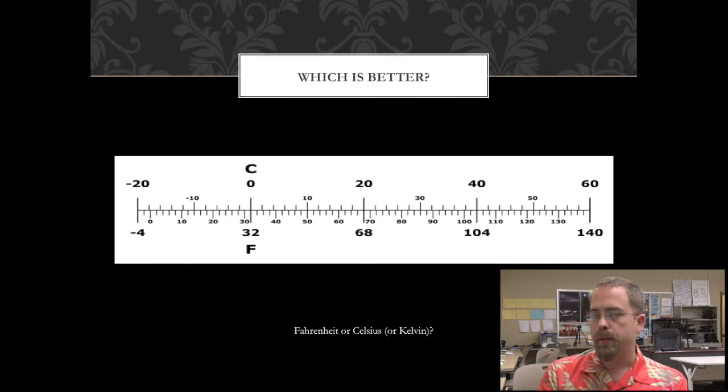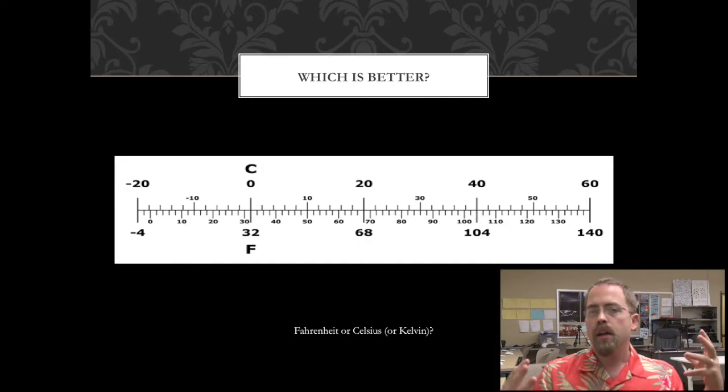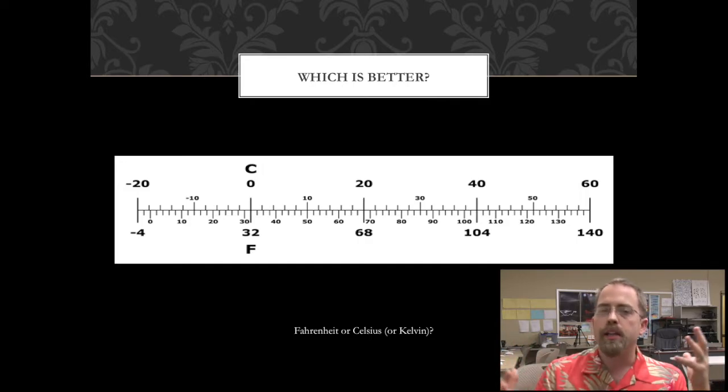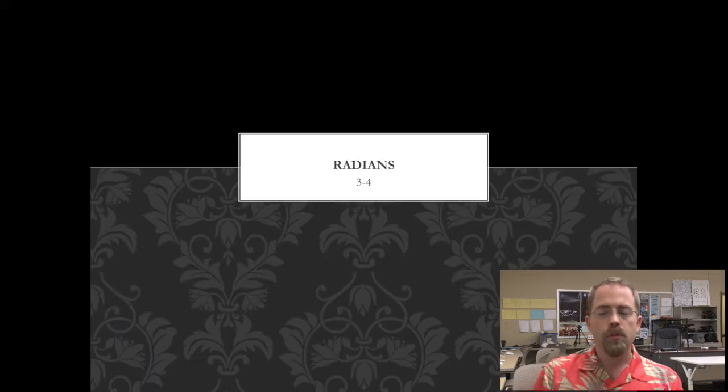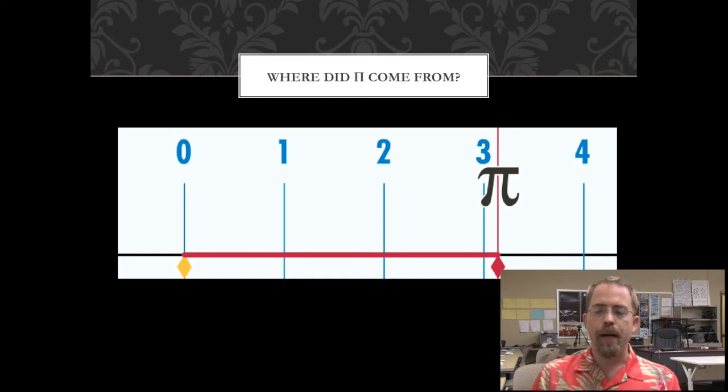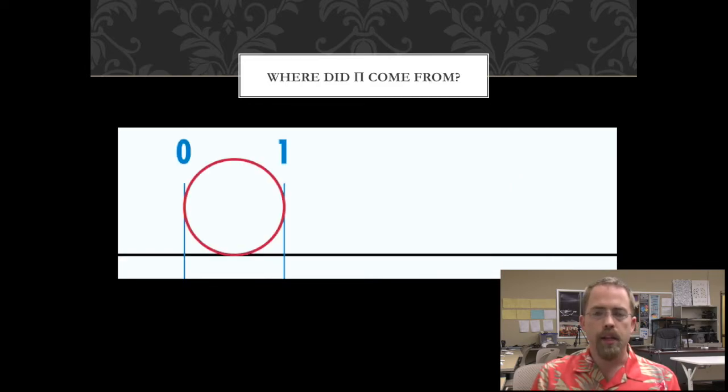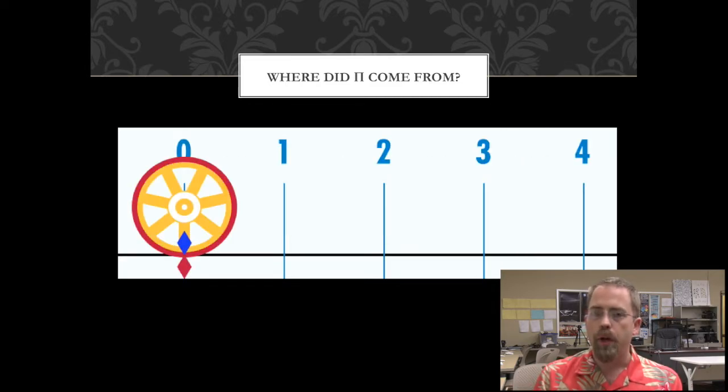And we can talk about it in class next time, but if you start trying to imagine what makes a system of measurement better than another and why, that'll get your brain thinking then about this kind of topic about radians. So we're in 3-4 of the book, and the number pi is something that you may not have thought about. Where does it come from?